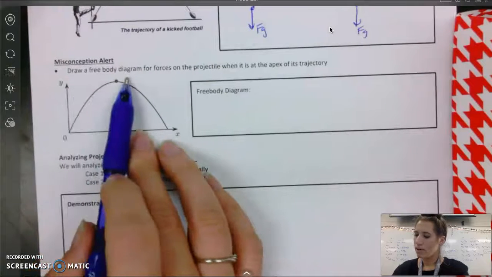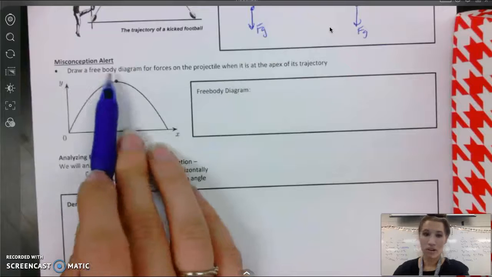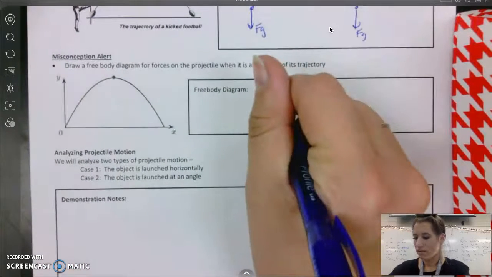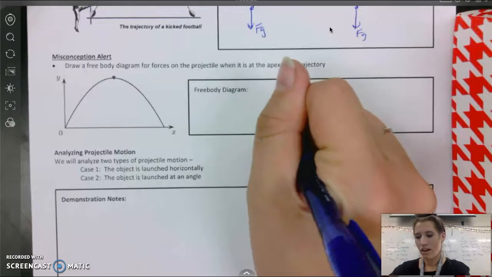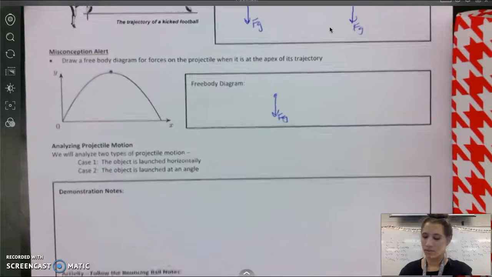Draw a free body diagram for forces on a projectile when it's at the apex of its trajectory. We just barely talked about that, right? Again, the big idea here is we don't have thrust, it doesn't have an engine, and the only force is the force due to gravity.